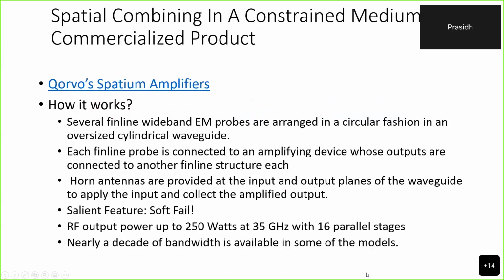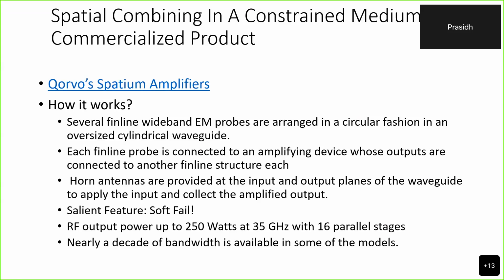You can see that they're able to get up to 250 watts of power at 35 gigahertz using, say, 16 parallel stages. Another major advantage of this scheme is soft fail, because if any of the amplifiers in the parallel structure fails, it is only that part that fails, and that is not going to shut down the entire PA.